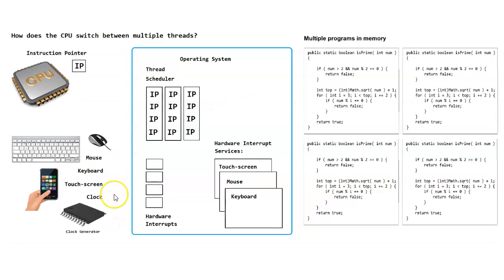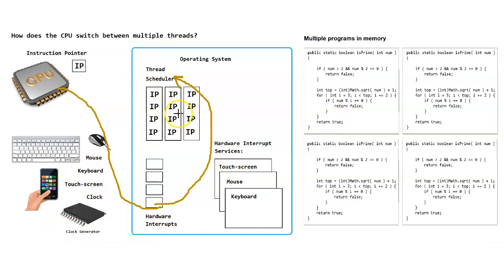So let's go back to the question, how does the CPU switch between multiple threads? In addition to the mouse and keyboard, we also have a system clock generator. It's another device in the system which simply makes its own hardware interrupt, which invokes an operating system component known as the thread scheduler. So the thread scheduler is invoked every time the clock generator signals the system.